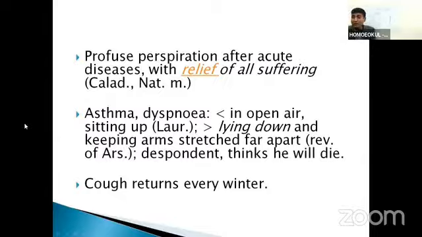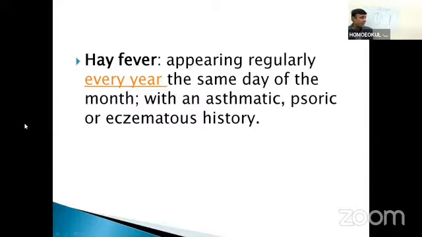Cough returns every winter. As earlier we have discussed, winter aggravation. Okay, so cough, this single line symptom. Cough returns every winter. Next. Hay fever. Hay fever appearing regularly every year. Okay, hay fever, hay asthma appear every year, the same day of the month. So hay fever appearing every year. This is modality, this is symptom of Psorinum.